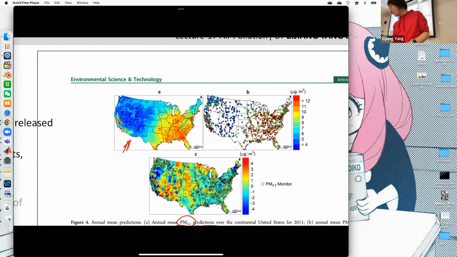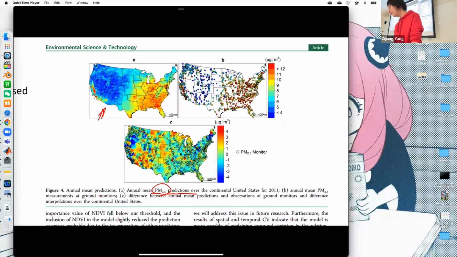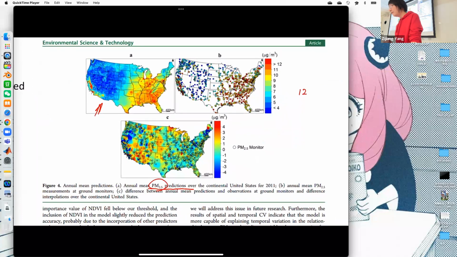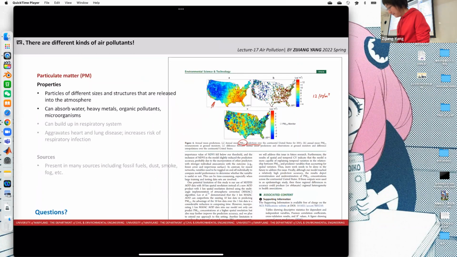And if we recall the ambient air regulatory standard for PM 2.5, I think it is 12 for the primary standard. We can see that for most of the areas, the concentration is lower than this regulatory standard. So far, do you guys have any questions?